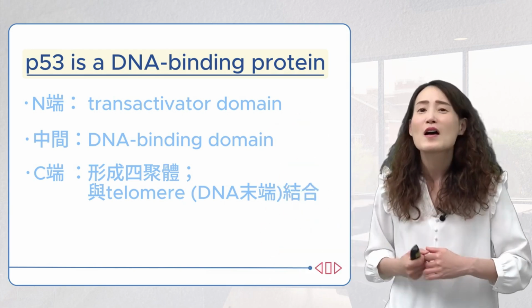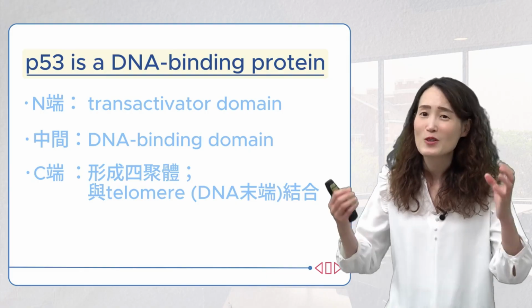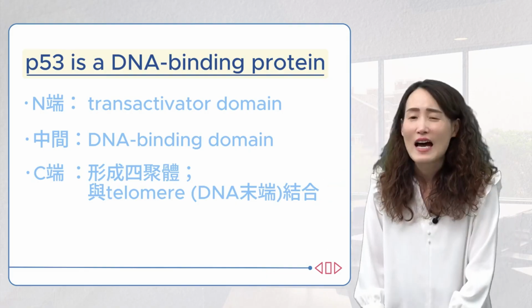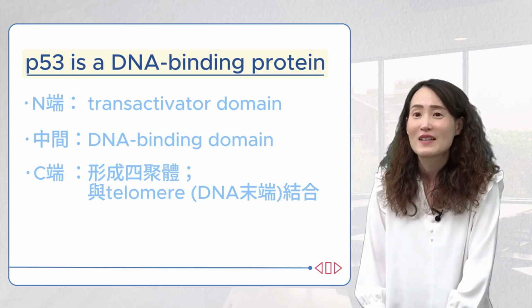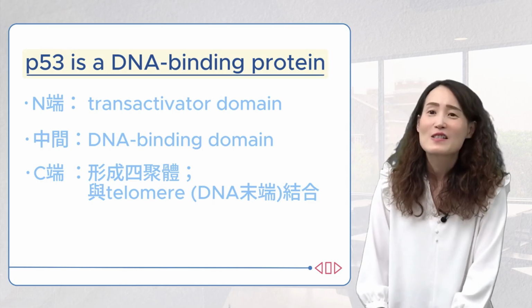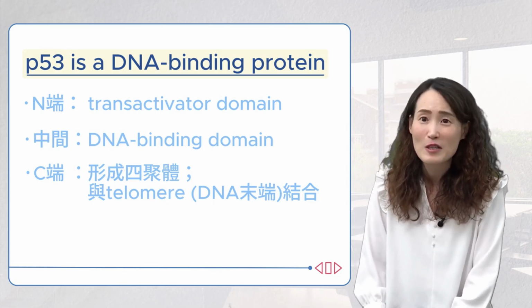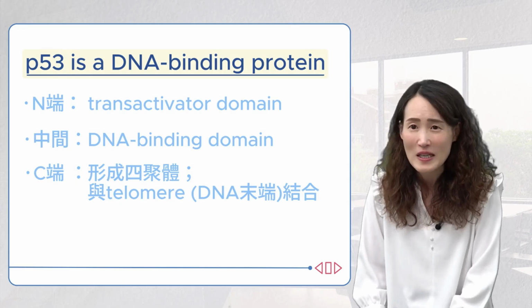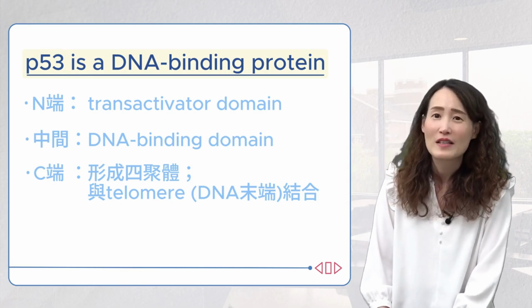I remember the teacher mentioned before, when P53 starts to work, it forms a tetramer. Its C-terminus also binds to DNA telomeres. Later, in the next unit, we will also discuss its binding to DNA telomeres and how it regulates DNA aging.